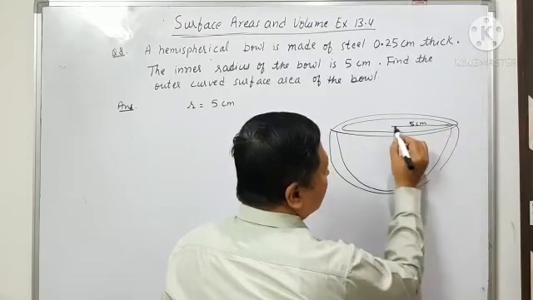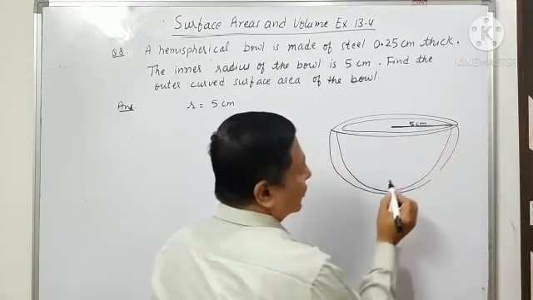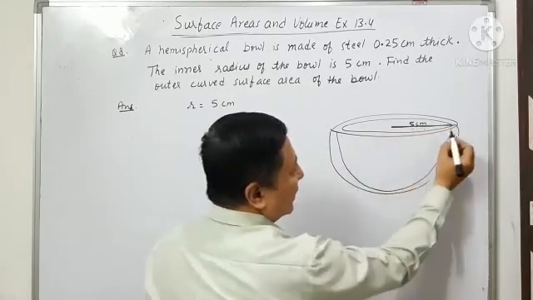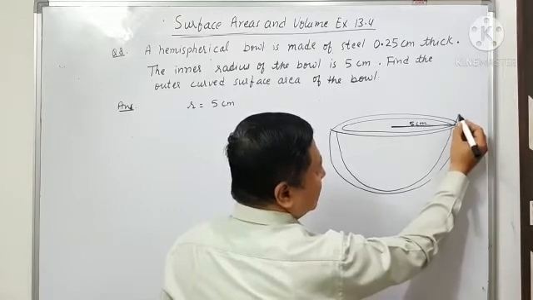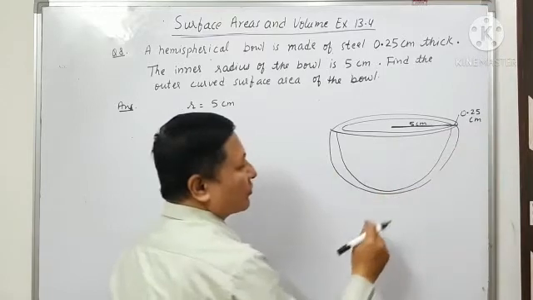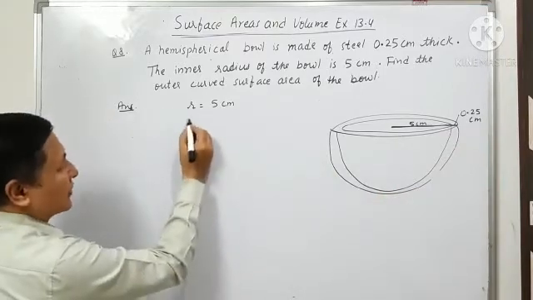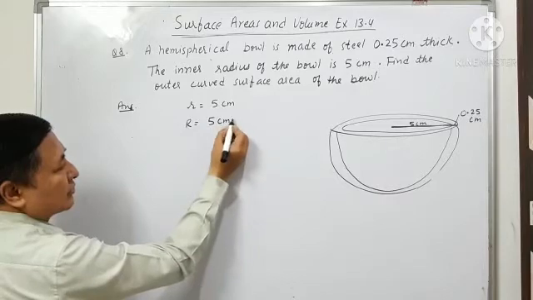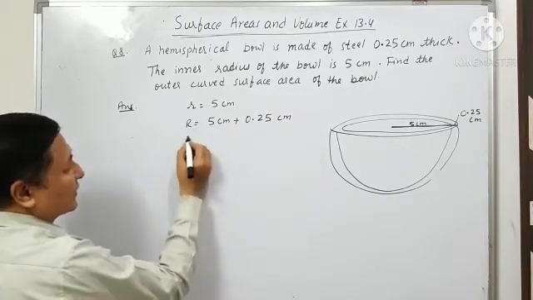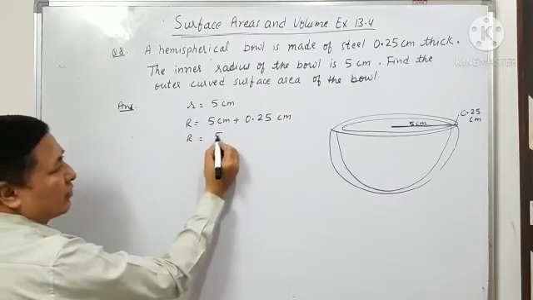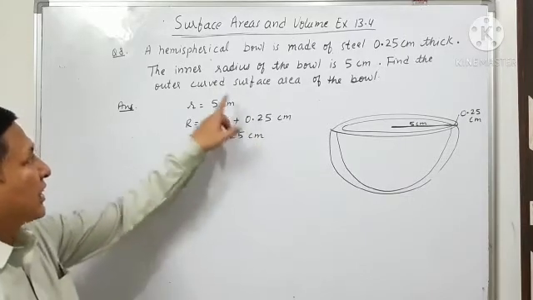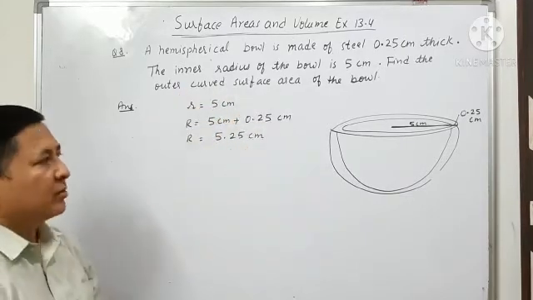The inner diameter is 5 cm, and this thickness is how much? 0.25 centimeter. So if you want to find the outer radius, the outer radius will be 5 centimeter plus 0.25 centimeter. So when we add this, the outer radius will become 5.25 centimeter. Now in the question it is asked, find the outer curved surface area of the bowl.